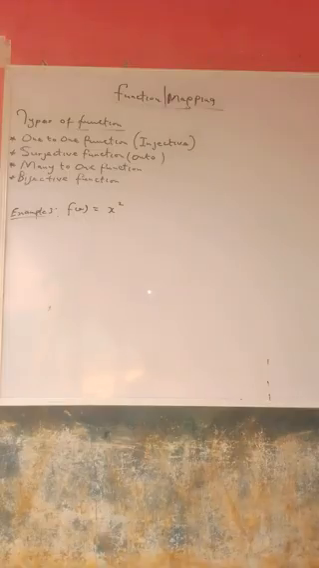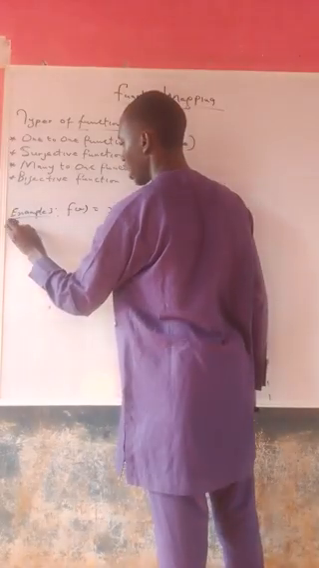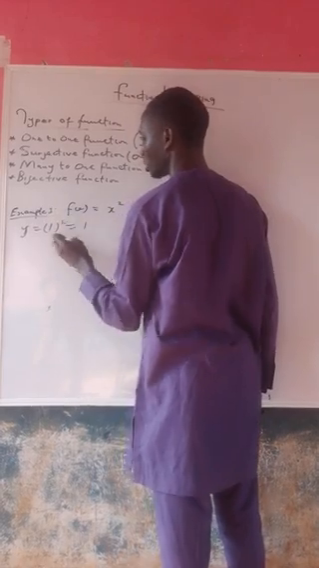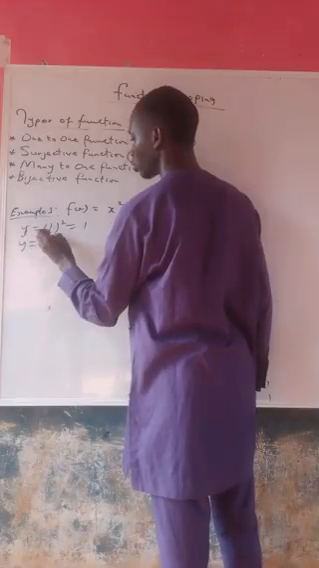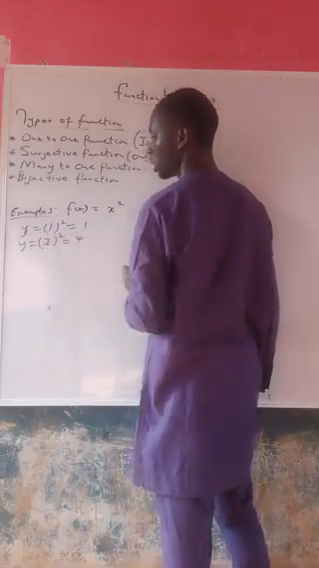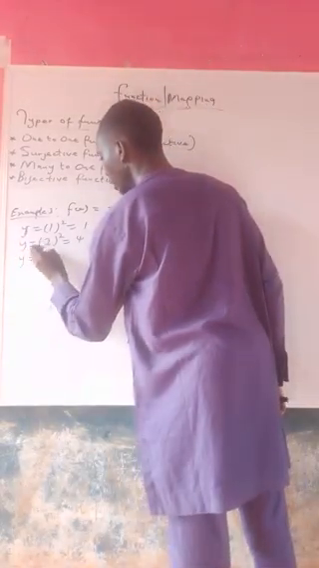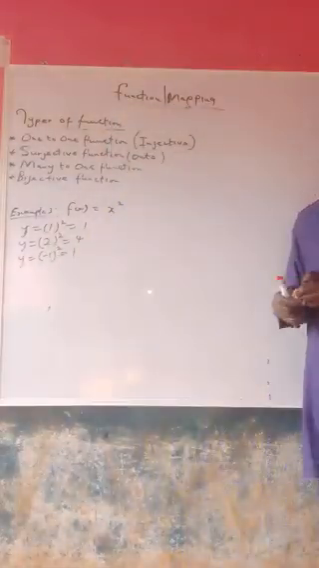Alright, if we are having this now, let's try it. That means that when our x is 1, we are going to have y equals 1 to the power of 2, which is equal to 1. When x is 2, we are going to have 2 to the power of 2, which is 4. But let's look at something. Guys, when our x is equal to negative 1, what are we going to obtain? We are going to have y equals negative 1 to the power of 2, which is equal to 1.